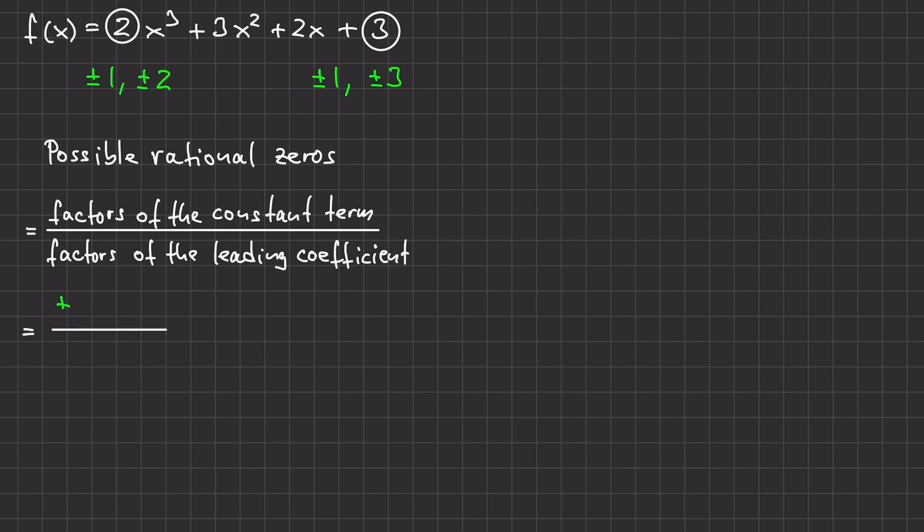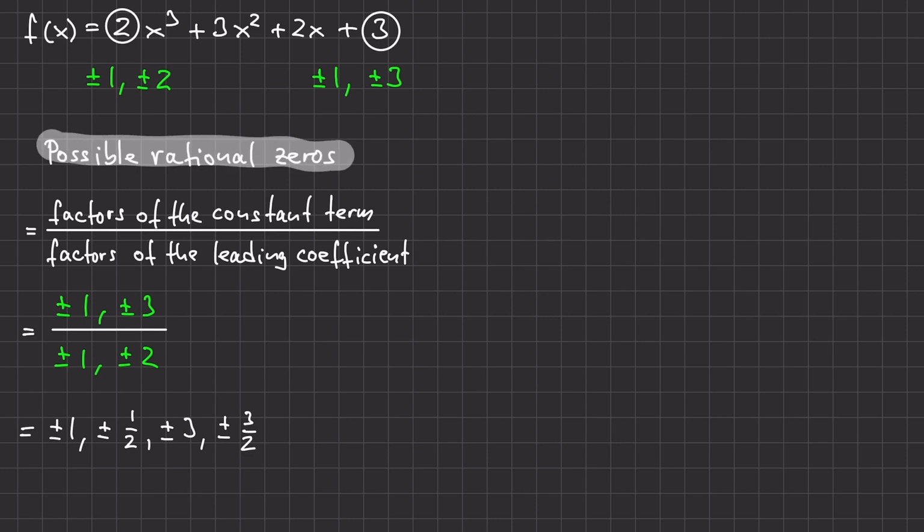So we can write plus minus 1, plus minus 3 over plus minus 1, plus minus 2, which is then plus minus 1 over plus minus 1, which is plus minus 1, plus minus 1 over plus minus 2, which is plus minus 1 half, plus minus 3 over plus minus 1, which is plus minus 3, and plus minus 3 over plus minus 2, which is plus minus 3 halves. So the possible rational zeros are plus minus 1, plus minus 1 half, plus minus 3, and plus minus 3 halves.